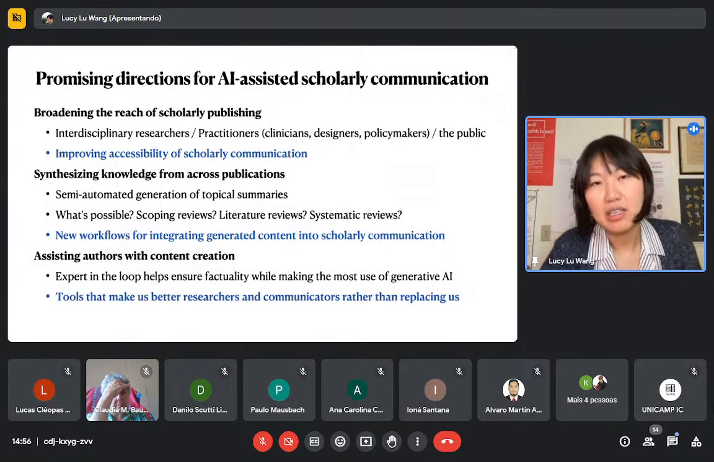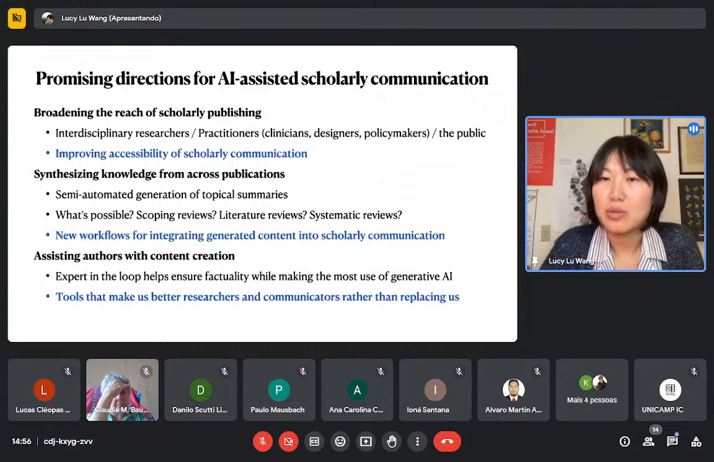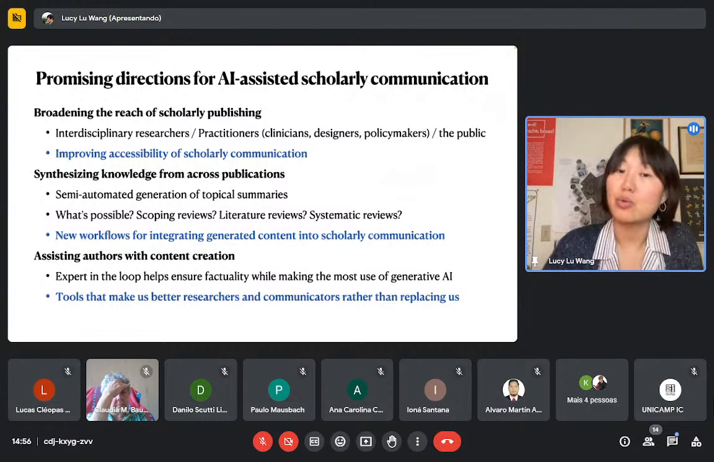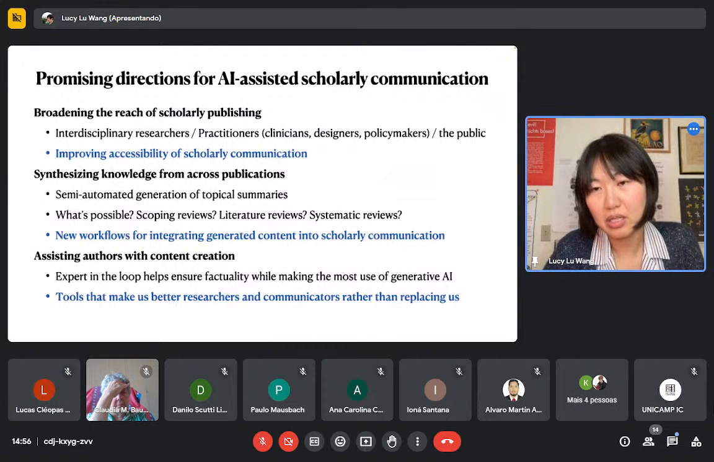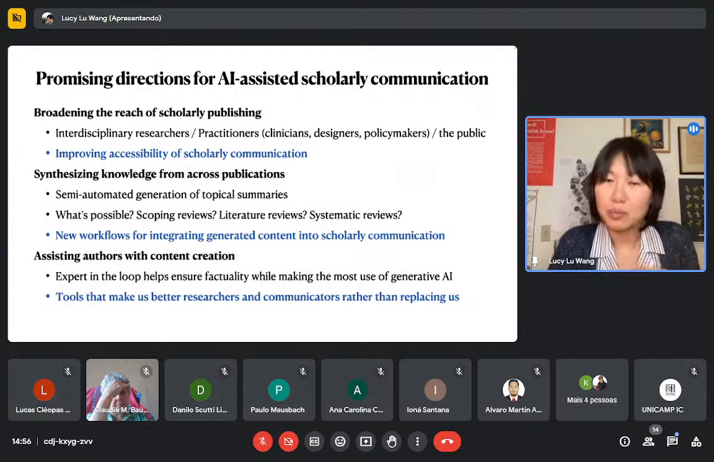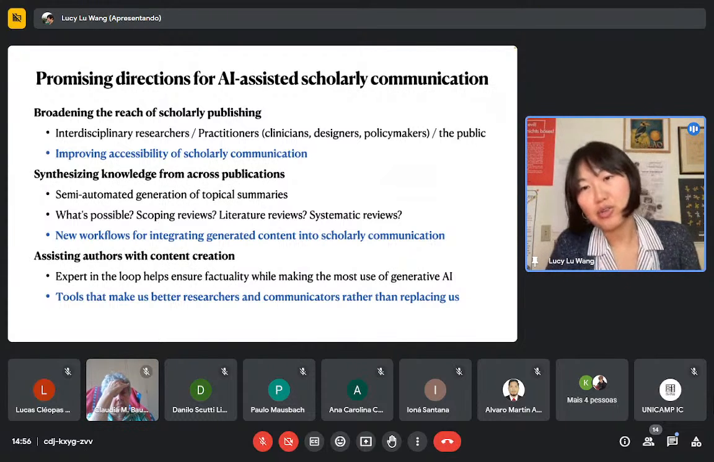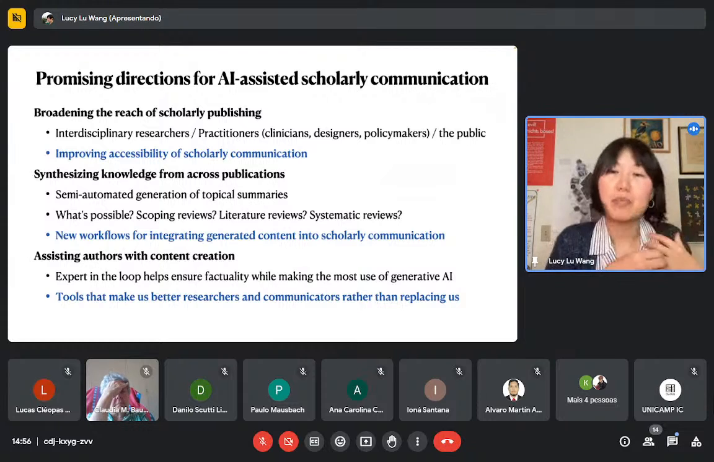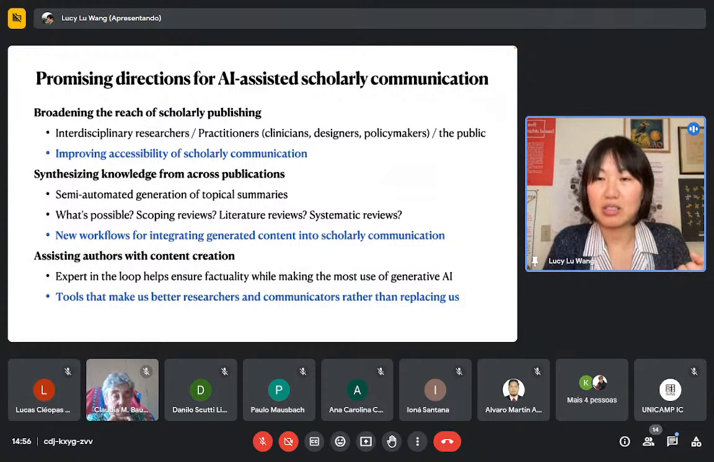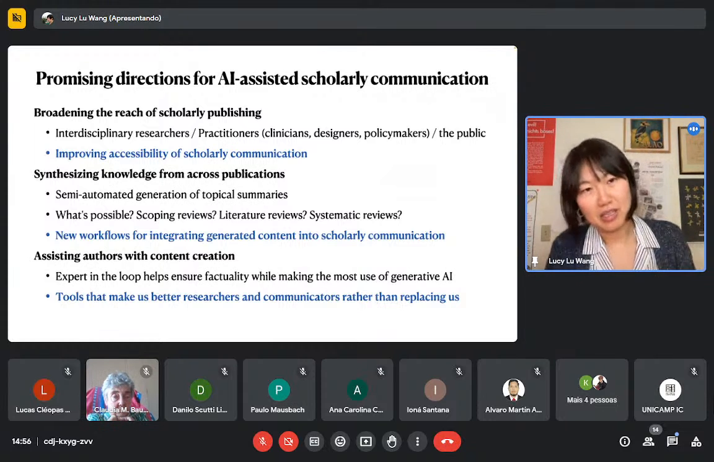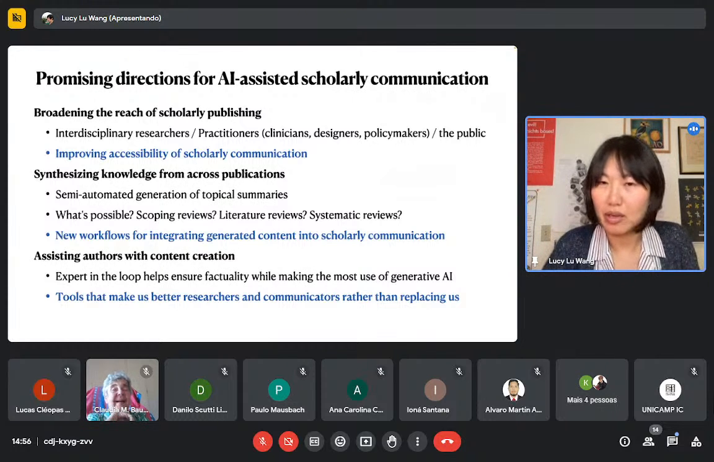And then finally, I think we can use AI assistants to help authors with content creation, especially of difficult content. Having an expert in the loop, having the author in the loop, can help ensure factuality while making the most use of generative AI. And in that last example I showed, I think we can be building tools that make us better researchers and communicators rather than replacing us, which is, I think, the typical AI fear.